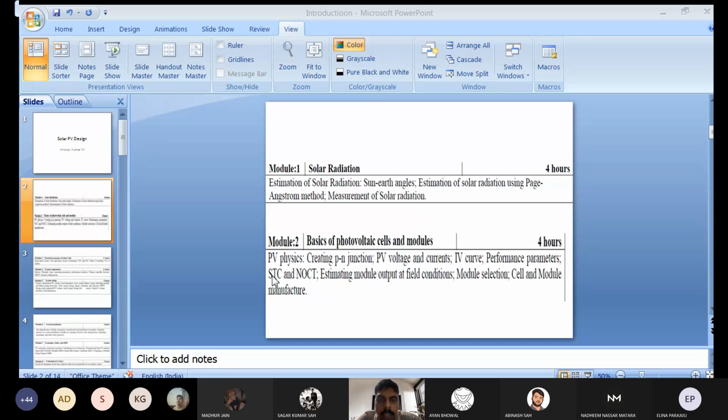Performance parameters, STC, standard testing condition, NOCT, normal operating cell temperature. All these things we will see in unit 2. And how to estimate module output, module selection, cell and module manufacture, all these things.